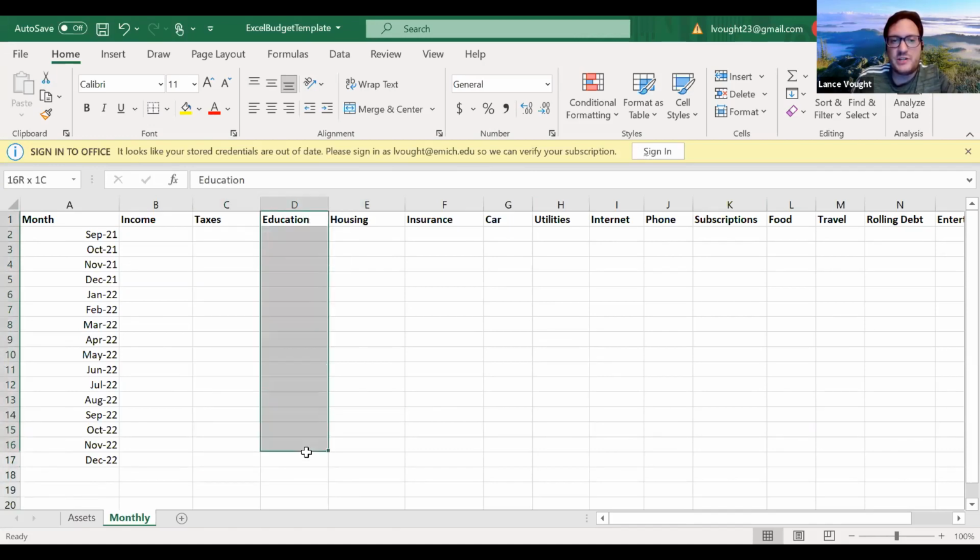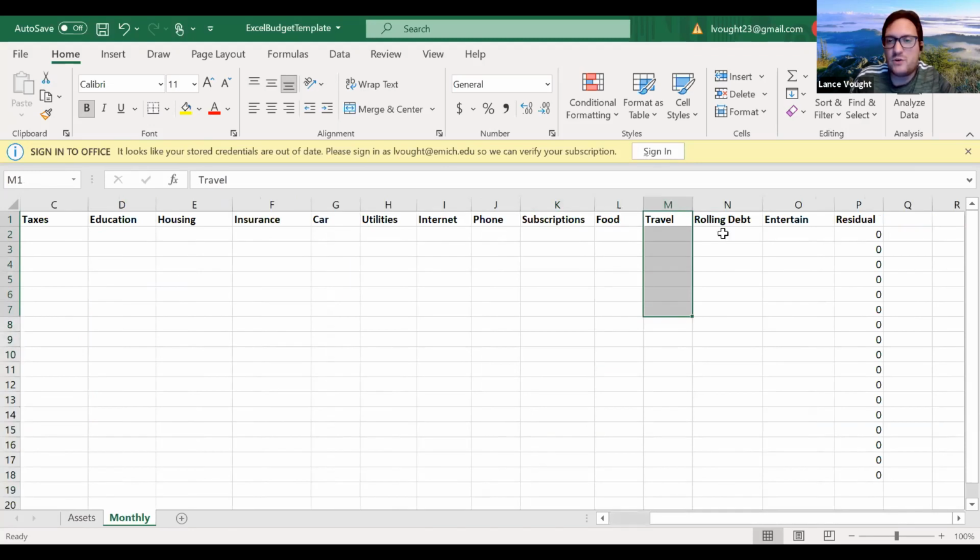So if you have education expenses month to month, maybe you're paying every month, or maybe you're paying a big lump sum in January and a big lump sum in August, you can put that in. Housing, if you have monthly rent or mortgage, health insurance, car insurance, you can add those up. If you have a car loan or car payment, utility payments, internet payments, phone payments, subscription services, food, travel, any existing debt that you're going to pay off, and entertainment. And then once you've plugged all this in, it'll tell you how much money you have left over.